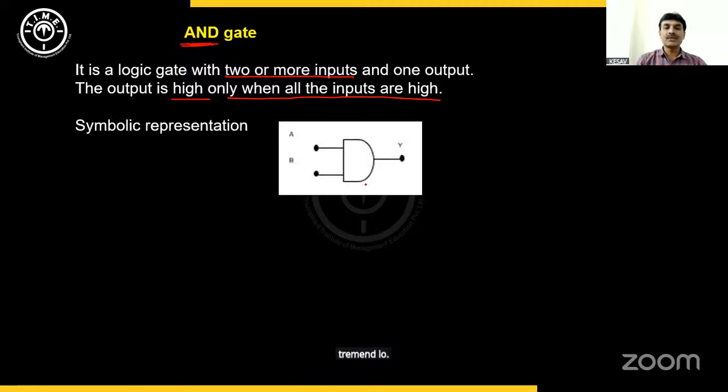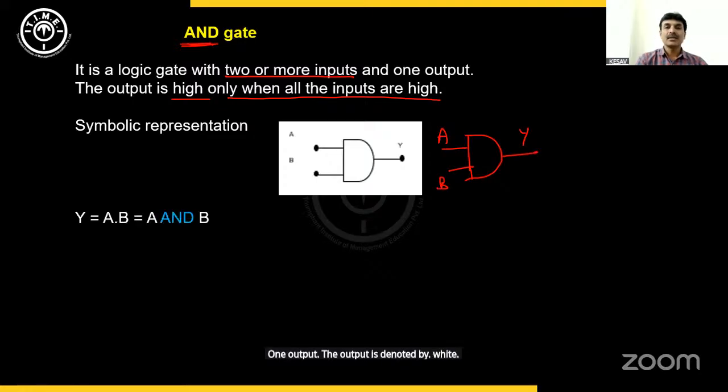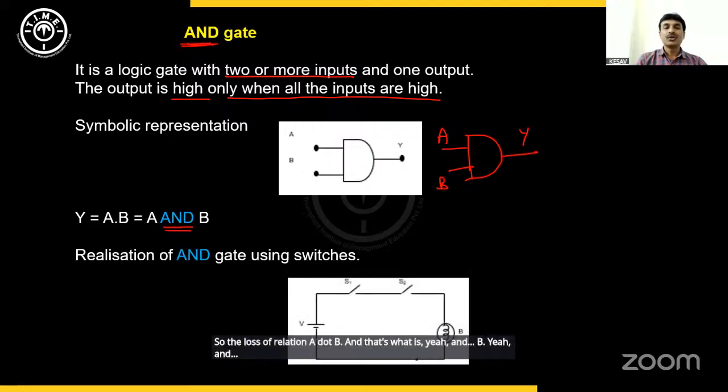So the symbol of the AND gate looks like this. It is like a letter D with 2 inputs, A and B, and one output. The output is denoted by Y. So the logical relation is A dot B, and that's what is A and B. Using the switches, how to realize the AND gate?